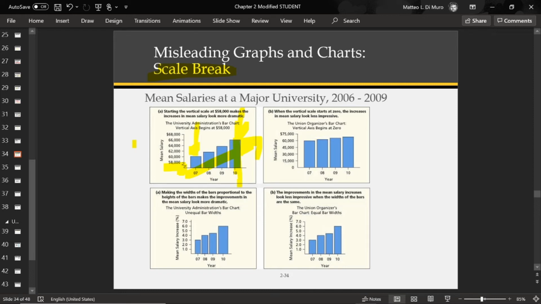There's other ways of doing it too. They're all explained here. So B is when the vertical scale starts at 0, the increases in mean salary look less impressive. Yeah, so if you want to minimize something, so make the differences look sort of smaller maybe than they actually are, then zoom all the way out. In A, it's like, don't skip 0, right? Don't do that. But then in this one, it's like, well, if you do it, then things look smaller. But it's just like, if you want to push a certain narrative or something like that, these are the ways you can do it. So you just need to be aware, right? Like when you look at a graph, you just need to be aware that there's different ways of showing you the data that might affect how you think about the data.